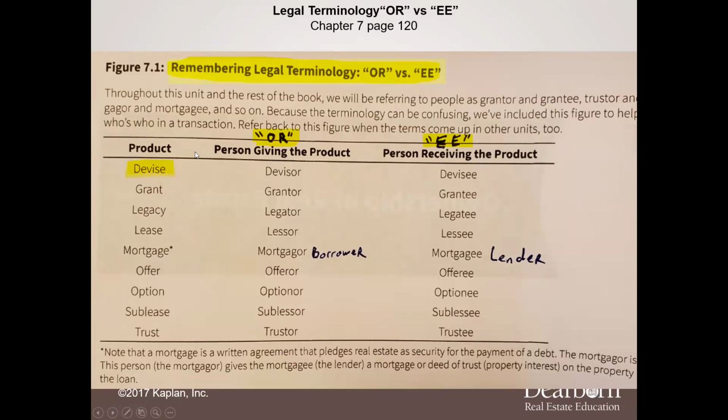So basically you look at the root word, which is the product, what's going on here. And then the person who's giving that product is basically the same word with an OR at the end of it, or an EE. OR is the person who's giving whatever the root word is, the product. And the words that end in EE is the one who's receiving the product or whatever the root word is. So devise means what?